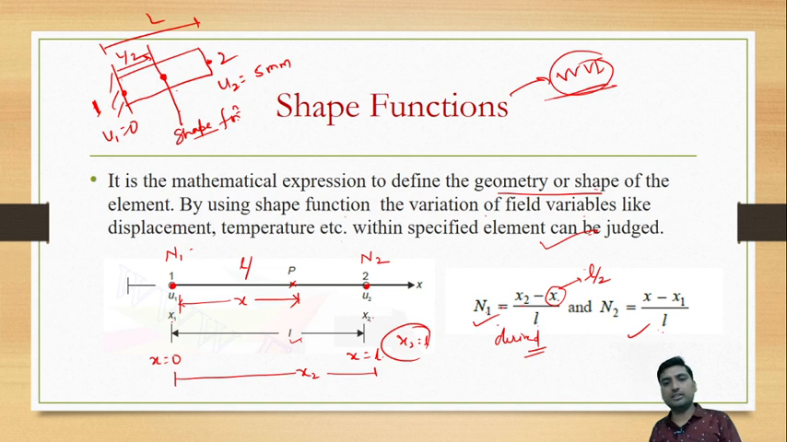There is something called a shape function which defines the geometry of any structure, and by using that shape function we can find the displacement or other field variables at any particular point between any two nodes. Like here two nodes are there, so at any point in between you can find field variables like displacement, stress, strain, whatever you want.